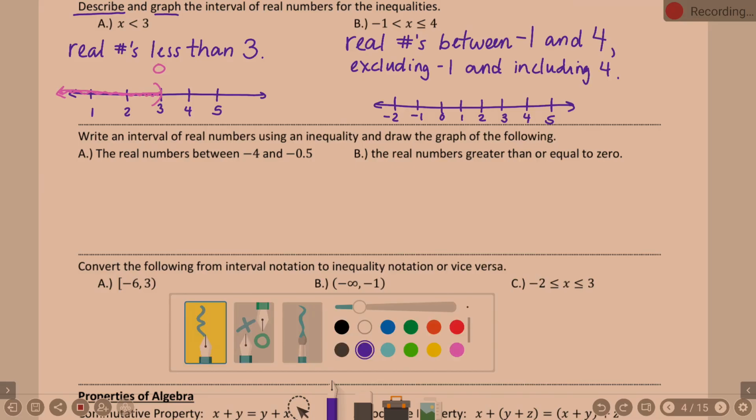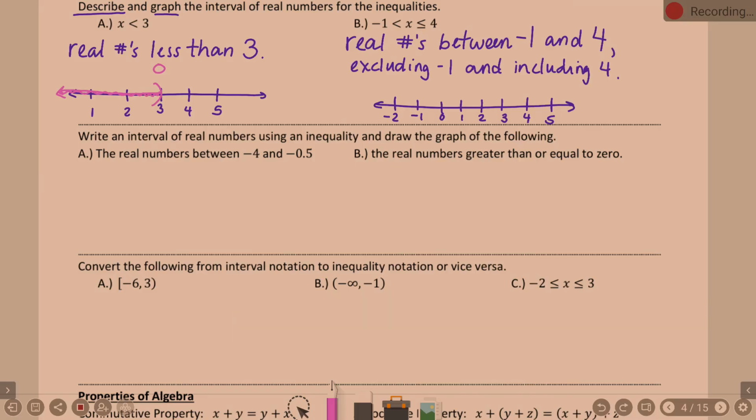Where's the shading? -1 and 4. Okay. So I am shading from -1 to 4. What's at -1? Parenthesis. Okay, parenthesis is not equal. The parenthesis opens towards the shading. And what's it for 4? A bracket. And it opens towards the shading. Okay?